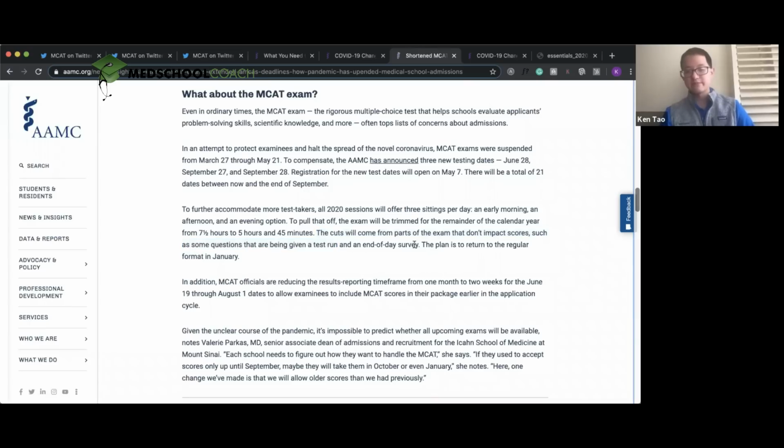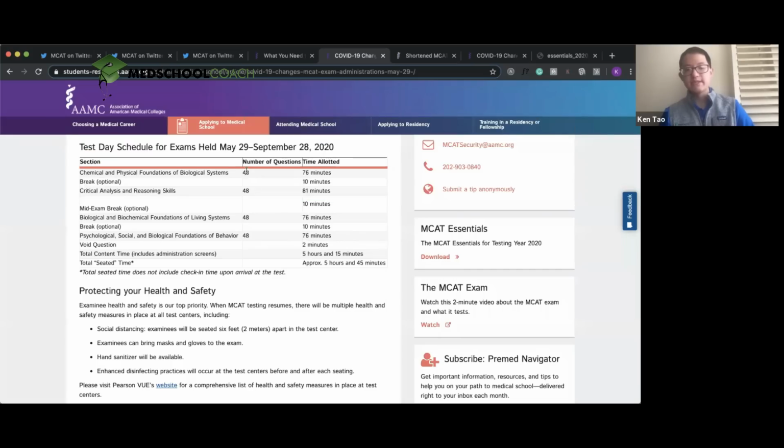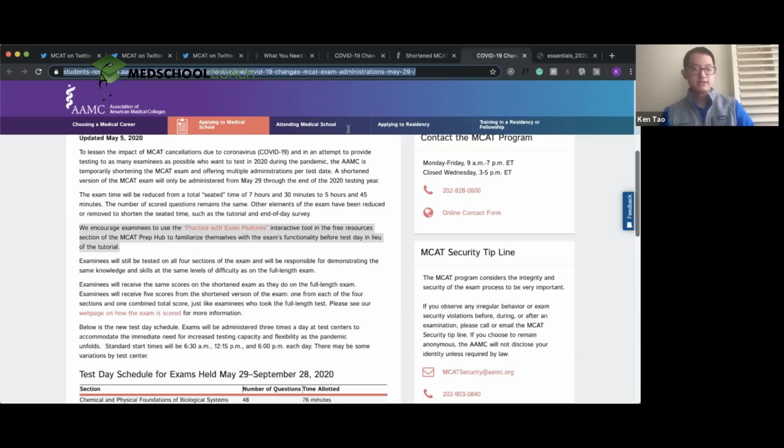Okay, another thing they mentioned is that there's going to be some other changes to the format of the exam. If you look at the test day, you'll see that you jump immediately into the Chem Phys section. Usually there are two parts before this, the examinee agreement as well as the tutorial. Both of these have been taken out. So you can see here that the tutorial, as well as the end of the day survey, has been removed. Instead, they're encouraging examinees to use Practice with Exam Features, which is this interactive tool they have online for getting used to the AAMC's platform for the MCAT.